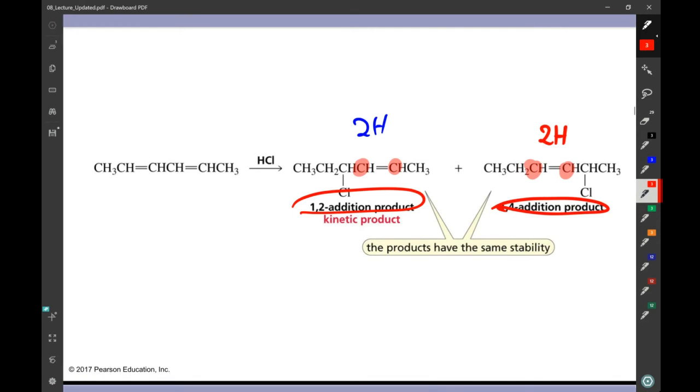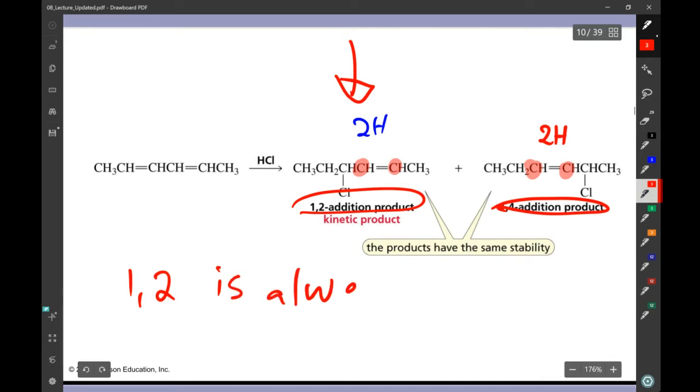They have similar stability. So you cannot say that one is thermodynamic and the other one is not. In this case, both of them will be thermodynamic. And so you can only distinguish which one is a kinetic product. And the kinetic product is the one that forms fastest. And the 1,2 is always the kinetic. Does that make sense?